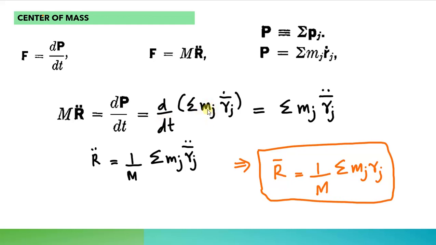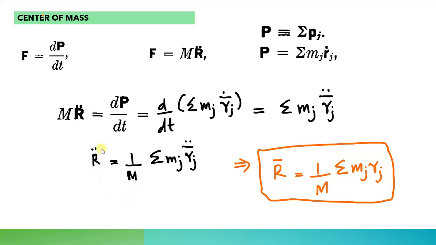Here mj is the mass of the particle, and the masses of the particles are not changing with time in non-relativistic conditions. So we can take the d by dt inside. So we can write sigma mj into d by dt of rj dot, that is rj double dot, sigma mj rj double dot. So this equation is m r double dot is equal to sigma mj rj double dot. You can take m to the other side, so r double dot is equal to 1 by m into sigma mj rj double dot.